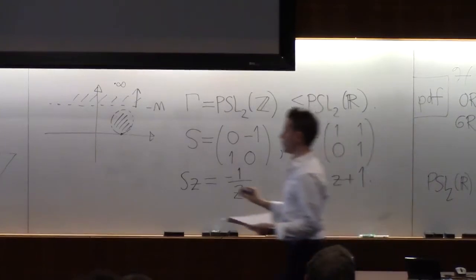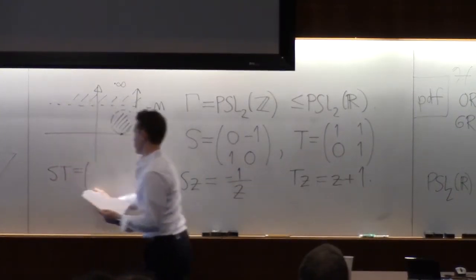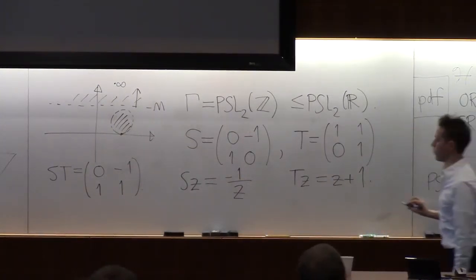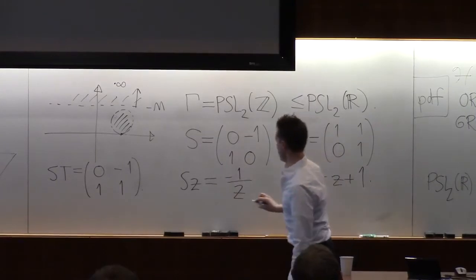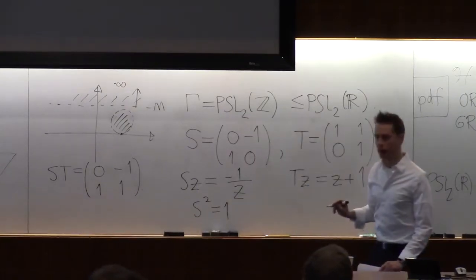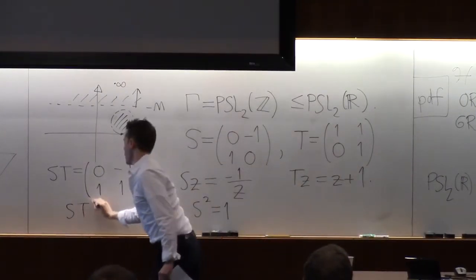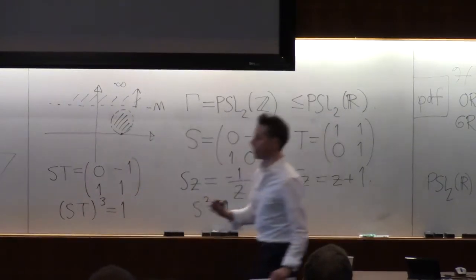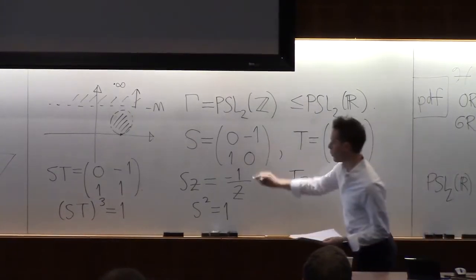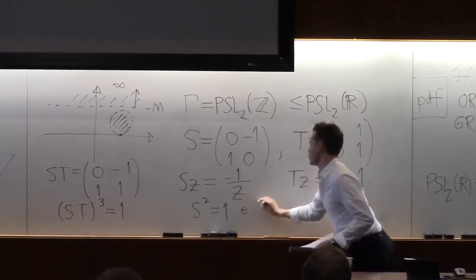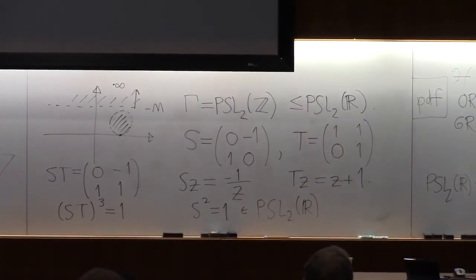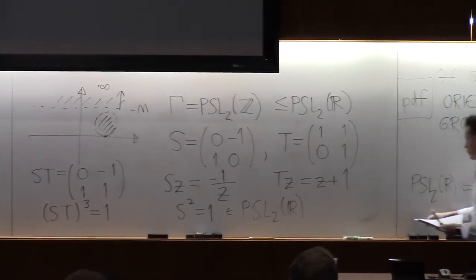Okay. We'll also need the matrix ST, which you can multiply out. It's this one. Okay. Visibly, if I do S twice, I get the identity. And this one you also have to check: ST cubed equals 1. I do not recommend multiplying out the matrix three times. I suggest you look at its characteristic polynomial. When I write equality, everything's always happening inside PSL2R. When you square this matrix, you get negative the identity, which is 1, the identity inside the group.